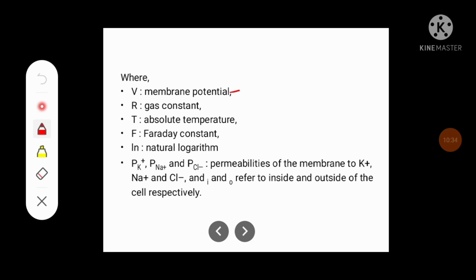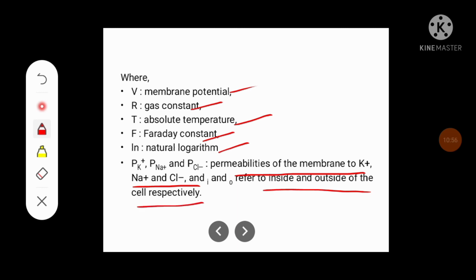Where V is the membrane potential, R is the gas constant, T is the absolute temperature, F is the Faraday constant, ln is the natural logarithm, and P are the permeabilities of the membrane to potassium, sodium and chloride, and i and o refer to the inside and outside of the cell respectively.